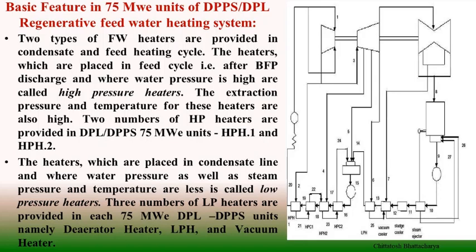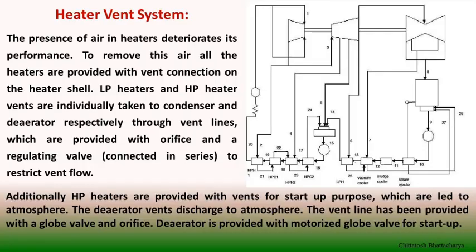The heaters which are placed in the condensate line, where condensate pressure is low as well as extraction steam pressure is low and temperatures are less, are called low pressure heaters. There are 3 LP heaters provided in 75 megawatt units. They are by name deaerator heater, LP heater and vacuum heater.